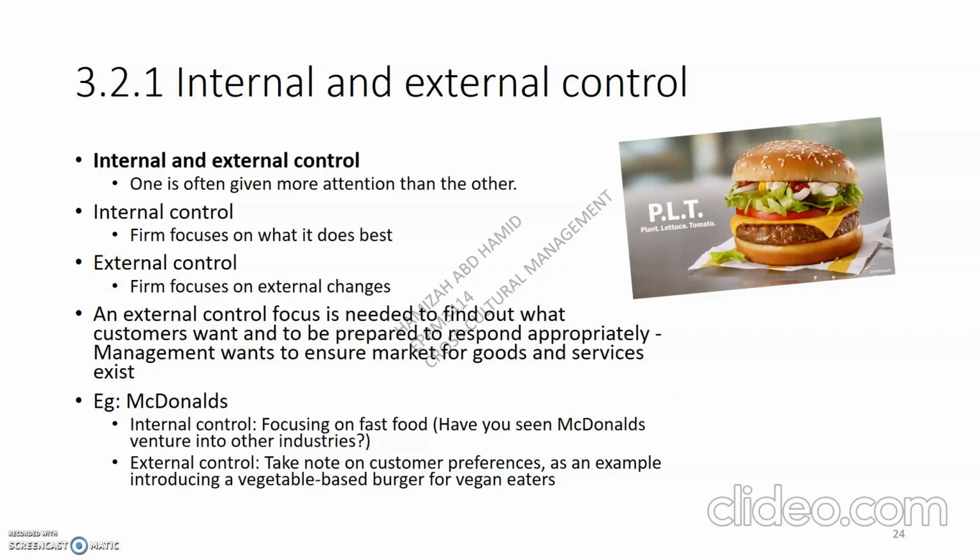For instance, McDonald's is one of the firms that have balance in internal and external control. The internal control for McDonald's is they are focusing on fast food. We never see McDonald's venture into other industries. If they have ventured into other industries, it is likely that those ventures do not go through, or most likely that those ventures fail from the get-go. McDonald's external control is when they take note of customer preferences. An example here is when they introduced vegetable-based burgers for people who do not eat animal products.